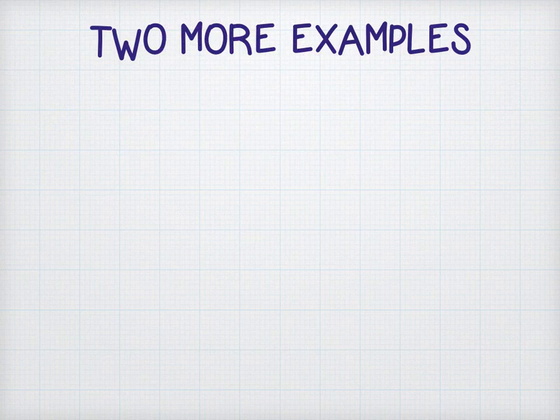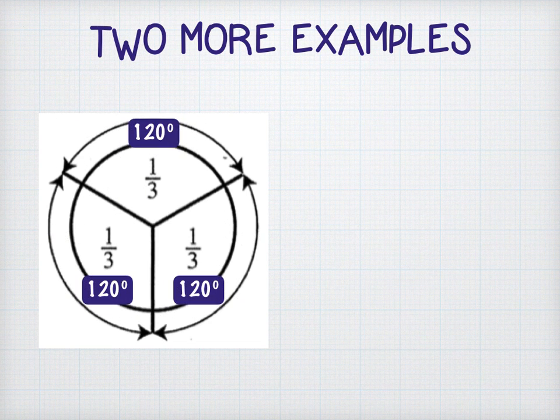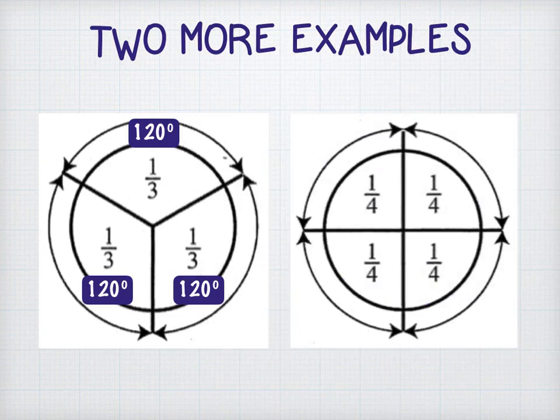Let's explore a few more examples. You can see in this example that there are 3 rotations that were created, creating 3 1/3 parts of a circle. Since 1/3 of the circle has to measure 120 degrees, it creates 3 obtuse angles. And for our last example, we'll explore that 1/4 rotation one more time. You can see that 1/4 of a turn creates 4 right angles. Therefore, 1/4 of a circle measures 90 degrees.